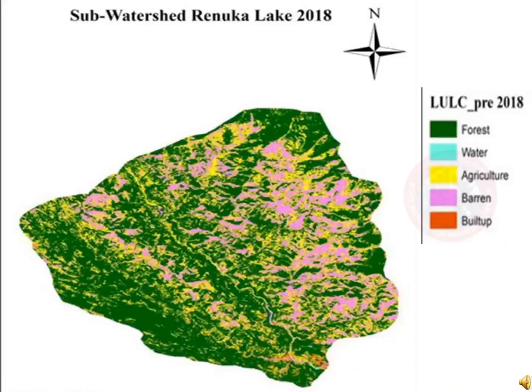This is a subwatershed of Renuka Lake during 2018. This GIS map is a composition of both vector maps and a raster map of a satellite image. This GIS map is also showing the land use, land cover information with forest area, water bodies, river course, agriculture, barren land and built up land.